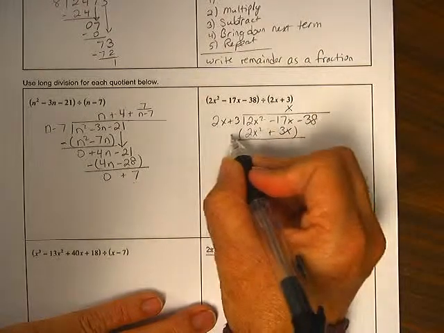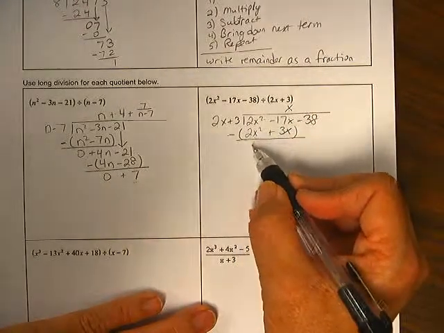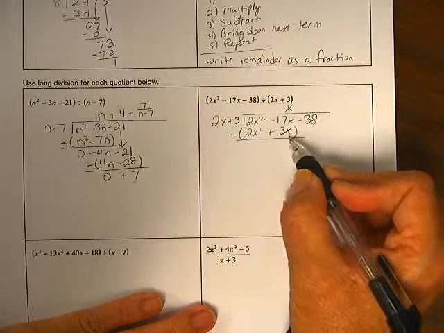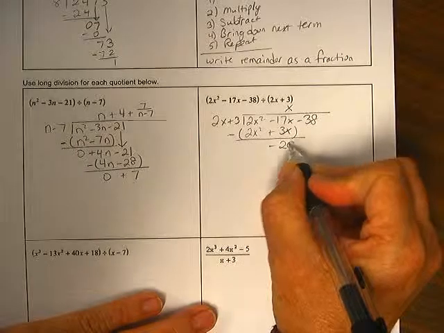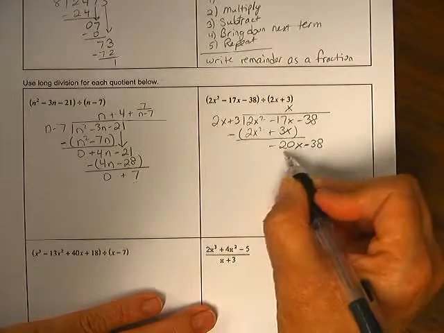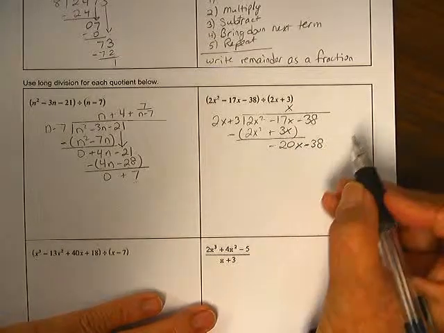Next step, we subtract. 2x squared minus 2x squared is 0. Negative 17x minus 3x gives us a negative 20x. And we bring down the next term with its sign. So we have negative 20x minus 38.